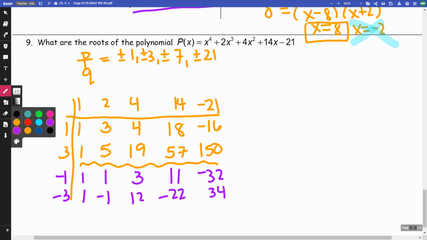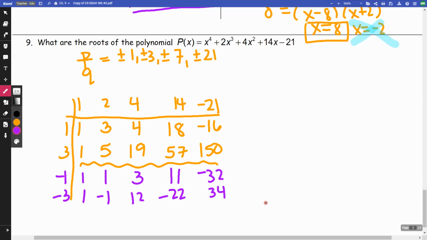So let's see, did I miss something? Let me just double check my numbers here. I was looking over this because at this point, when I'm using this +3 and I get all positives back, that means I don't need to try any number higher than 3. So 7 and 21 are not going to work. So I went the other direction. When I was using my -3, I got alternating signs. That means I don't need to try anything in front of -3.